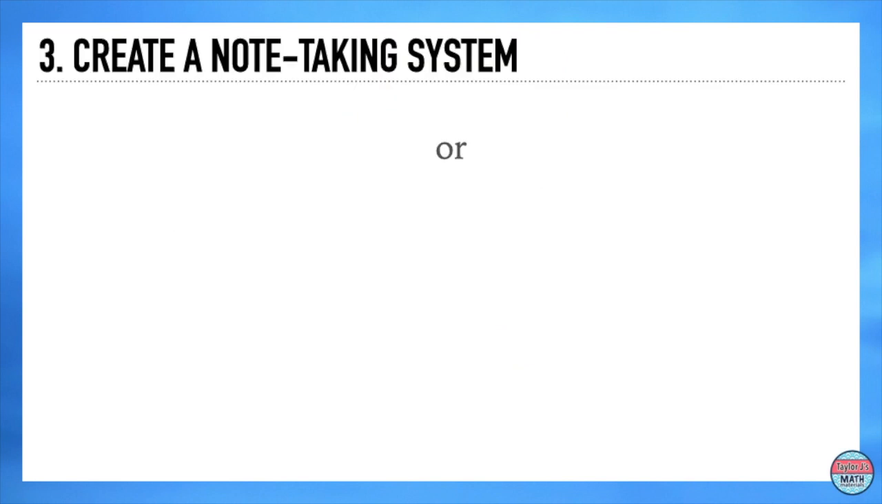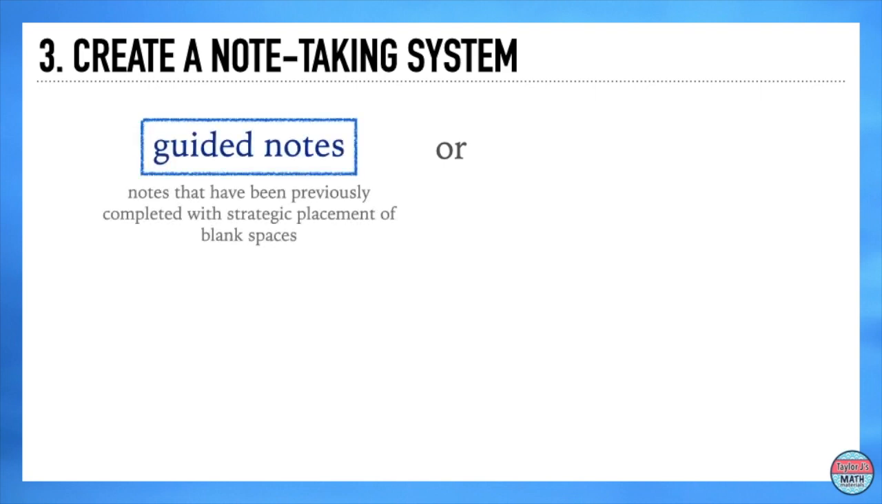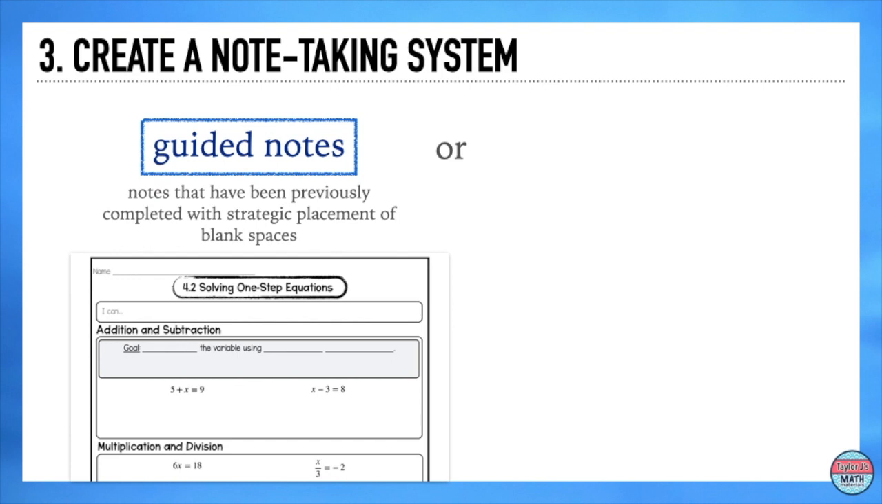Next, you're going to want to create a note-taking system. This could be guided notes or notes that have been previously completed with the strategic placement of blank spaces. Here's an example of one that I created for solving one-step equations. You'll see that there's a spot for the objective, and then I go through each slide. I pretty much almost copy and paste, but then I take out some words so that they can fill it in. I'll include all the examples with some blank space below so that they can complete the problems as they're viewing them on screen. If you don't have time to do this, that's fine.